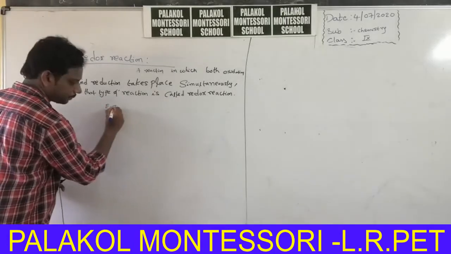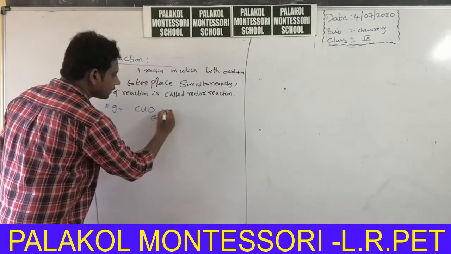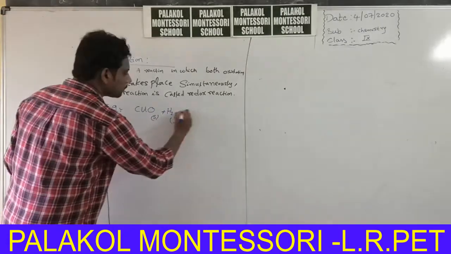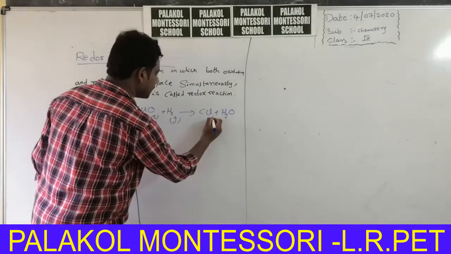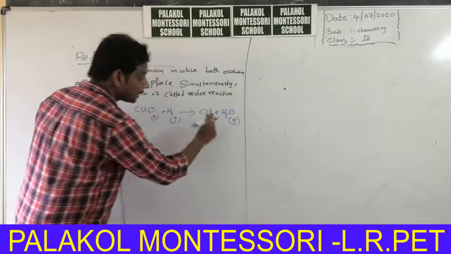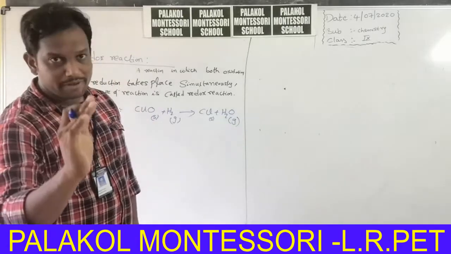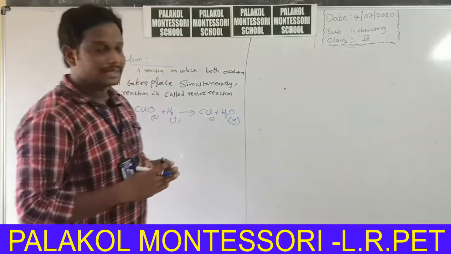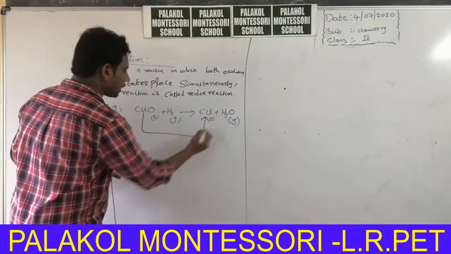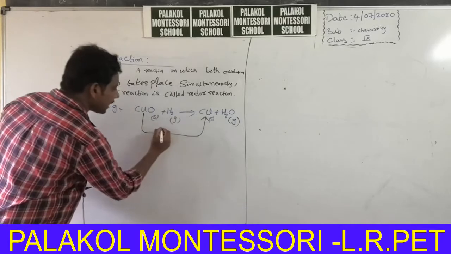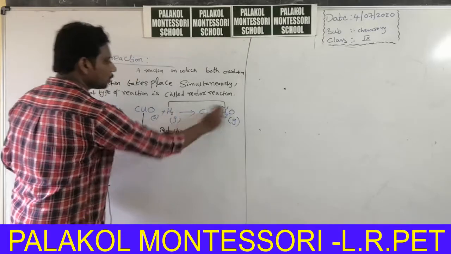Example. Already we wrote: copper oxide solid plus hydrogen gas gives copper plus H2O. Copper is present in solid state, and H2O is present in gaseous state. Actually water is present in liquid form, but here it is in gaseous state. Copper oxide to copper: removal of oxygen takes place, so reduction. From H2 to H2O, addition of oxygen takes place.